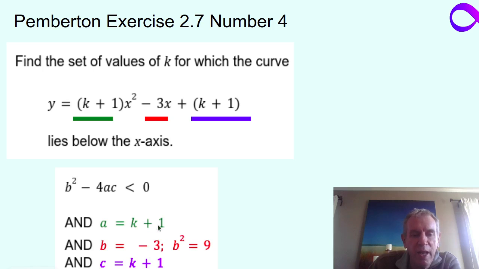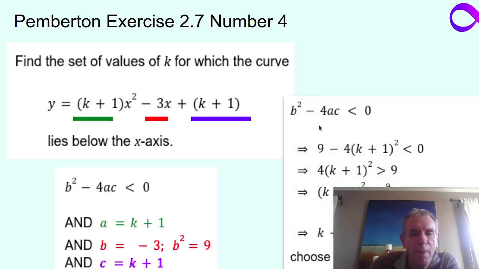In this case, a happens to equal c. Normally that wouldn't be the case, but here we have a case where a equals c. And b squared minus 4ac, which must be less than 0, must therefore be 9, because b squared is 9, minus 4 times k plus 1 quantity squared, because ac is k plus 1 times k plus 1, k plus 1 squared. I will add the 4 k plus 1 squared over to the right, and then read this right to left, and I get 4 times k plus 1 squared is greater than 9.